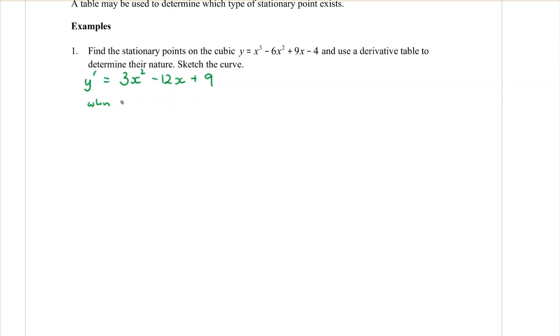Now I want to find when that derivative is equal to 0. That bird is really loud.